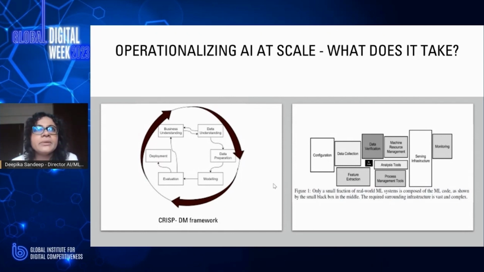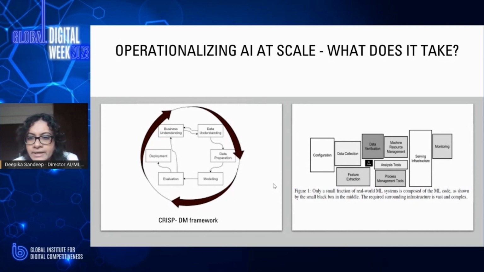And this deployment doesn't stop at just deploying those models once. Right? There is also a need for retraining the models, especially machine learning models, as and when we receive more and more data. So this continuous learning of the models is also an important criterion when it comes to deployment.